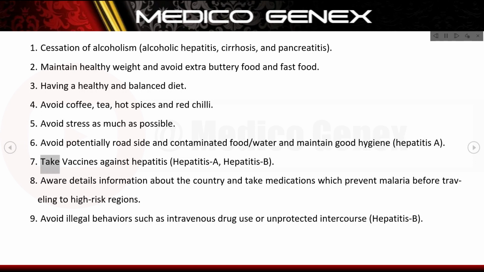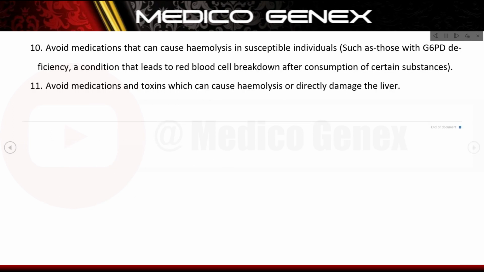Hepatitis A. Take vaccines against hepatitis A and hepatitis B. Be aware of detailed information about the country and take medications which prevent malaria before traveling to high-risk regions. Avoid illegal behaviors such as intravenous drug use or unprotected intercourse. Hepatitis B. Avoid medications that can cause hemolysis in susceptible individuals, such as those with G6PD deficiency, a condition that leads to red blood cell breakdown after consumption of certain substances. Avoid medications and toxins which can cause hemolysis or directly damage the liver.